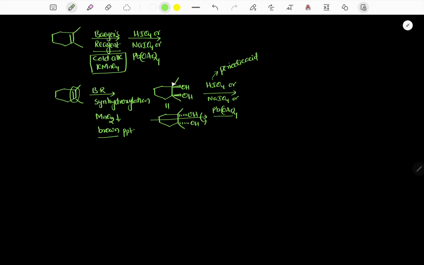So here what happens: at the 1,2 position, two OH groups are present. Therefore simply what we have to do is break the sigma bond and write down the corresponding oxidized product at the cleavage carbons. So this is a periodic cleavage.